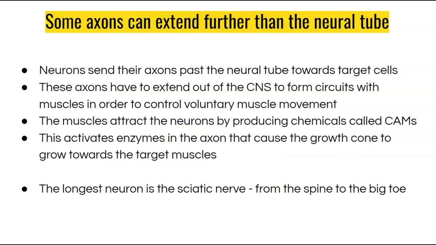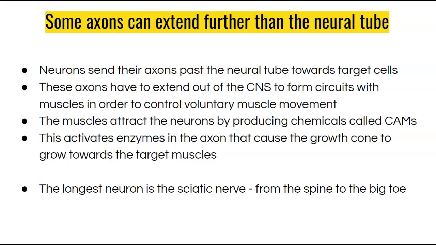Now, some axons extend beyond the neural tube towards the target cells. So they have to extend out of the central nervous system. Remember, the central nervous system is just your brain and spinal cord. And they form circuits with muscles to control voluntary muscle movement. So this is you actually choosing to move something, like moving your arms up and down or kicking your legs, right?